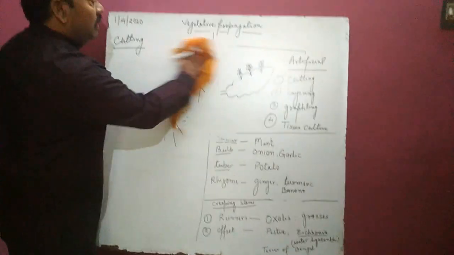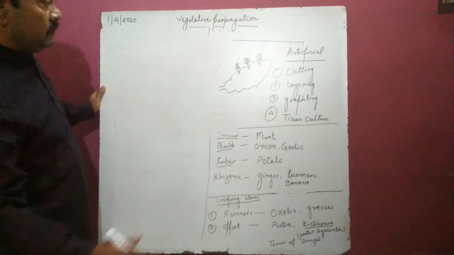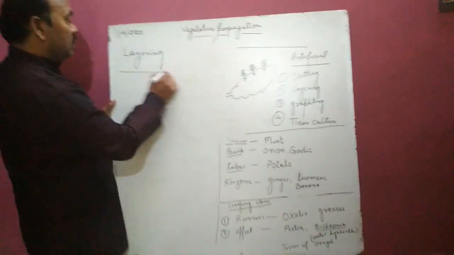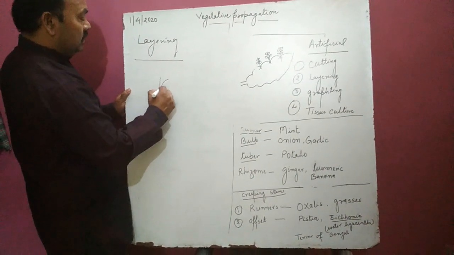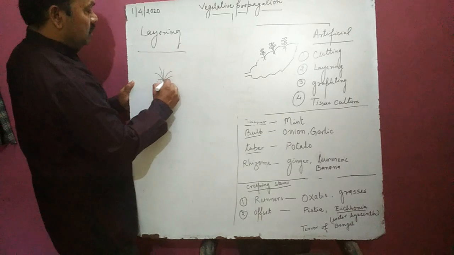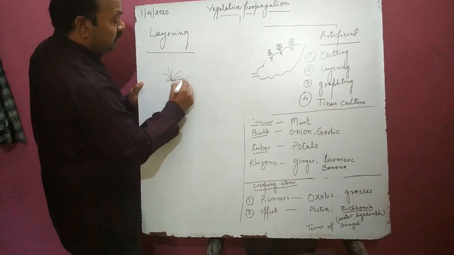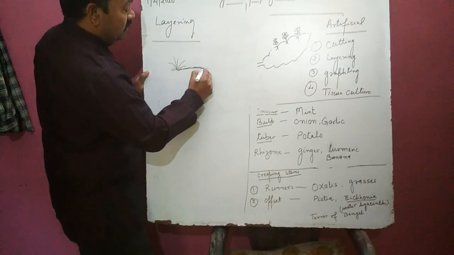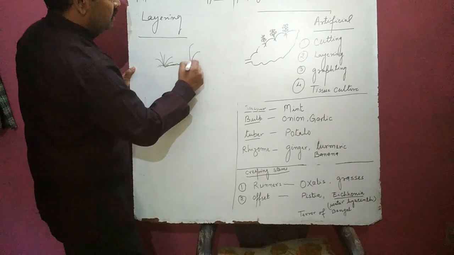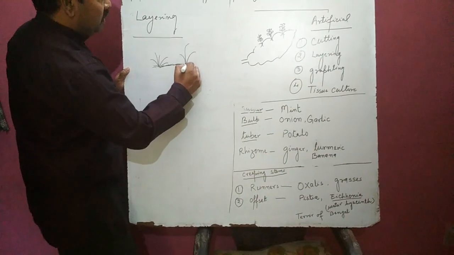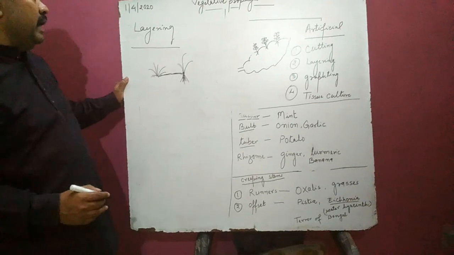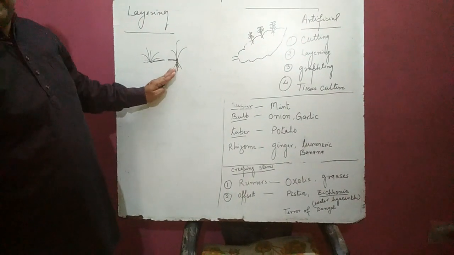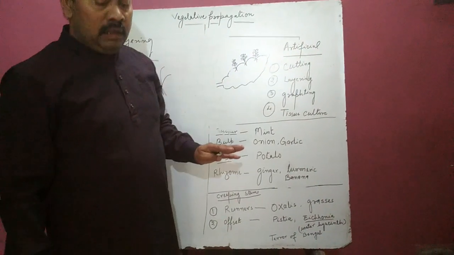Next is called layering. Layering is used in some grasses like that. If stems move horizontally along the soil, at the nodal region shoot arises on the upper side and root on the lower side. It is cut from here and an independent plant is formed, and that type of method is called layering.